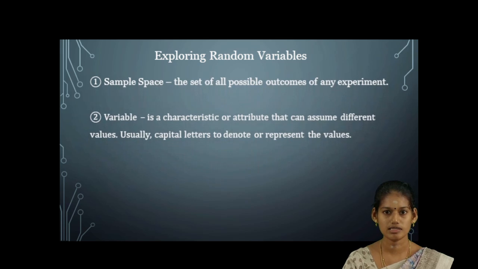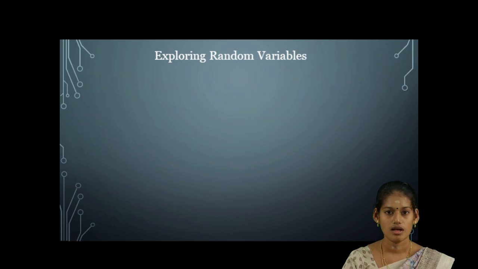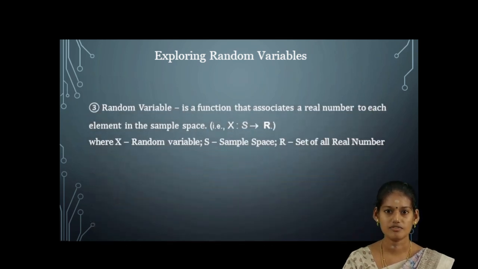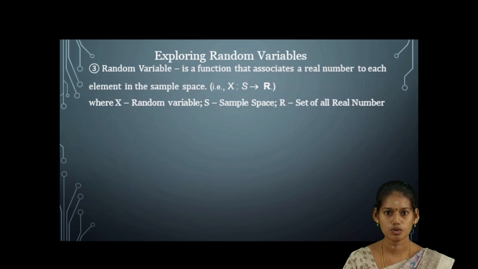Sample space, we all know, is the list of possible outcomes of any event or any experiment. A variable is a characteristic or attribute of any value which varies according to the situation. Usually, it is denoted by capital letters. And next, random variable. A random variable is just a function from sample space to the real number system. So, X from S to R.